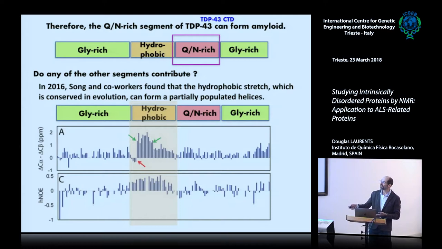Using the chemical shift analysis, which looks at the frequencies of those signals, you can see that there's a deviation from the random coil values. And this is really evidence that tells you that there's alpha helix there. Also, you can do an experiment called a heteronuclear NOE, which tells you how flexible or how rigid it is. And this is saying that this alpha helix is more rigid than the rest of the domain. So it's forming alpha helix and it's rigid.